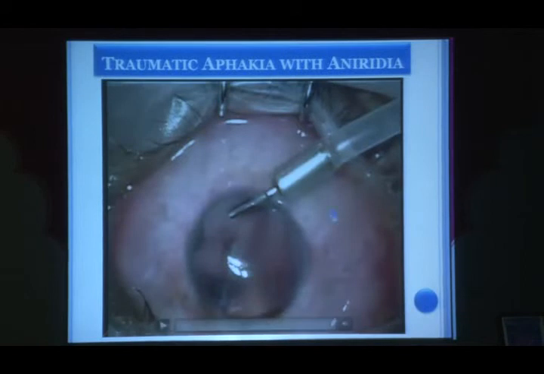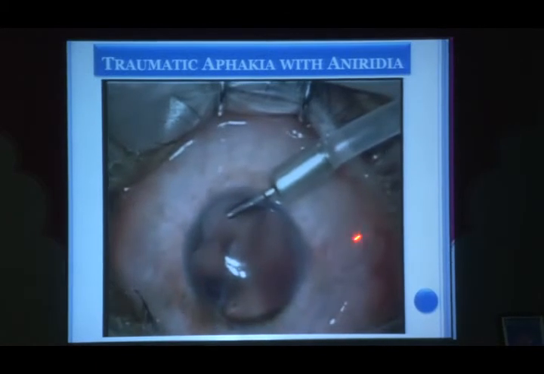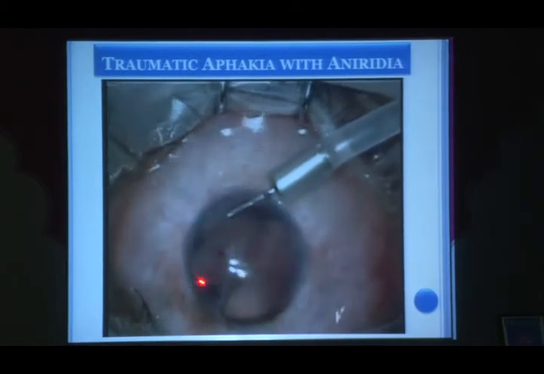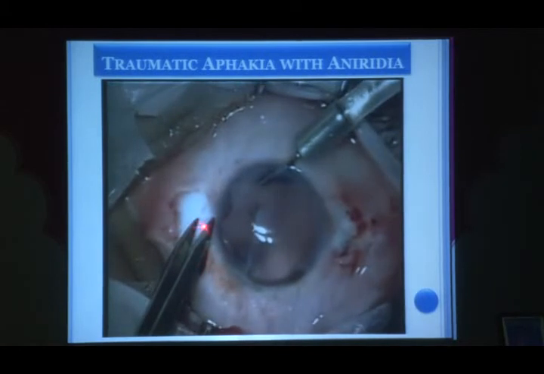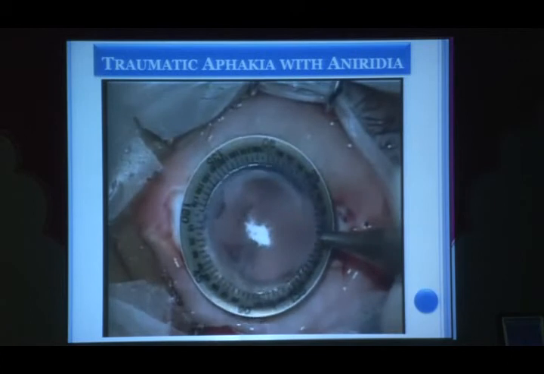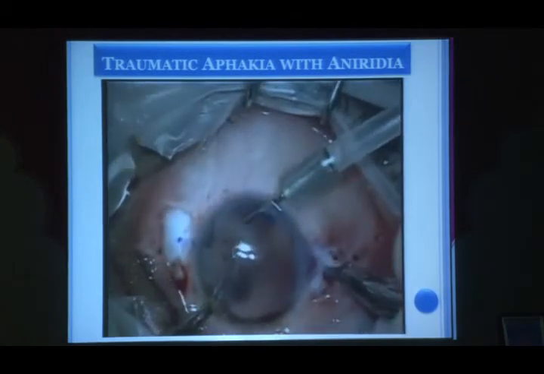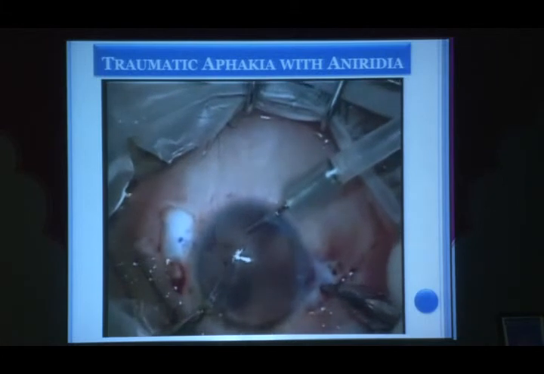The last scenario that I'll be presenting is a traumatic aphakia, a case of repaired perforation with aphakia, with iris damage. There's hardly any iris left. So in this case, the only option left in order to provide good visual acuity and comfort to the patient, because the patient had a lot of photophobia, we had to implant an aniridia lens.